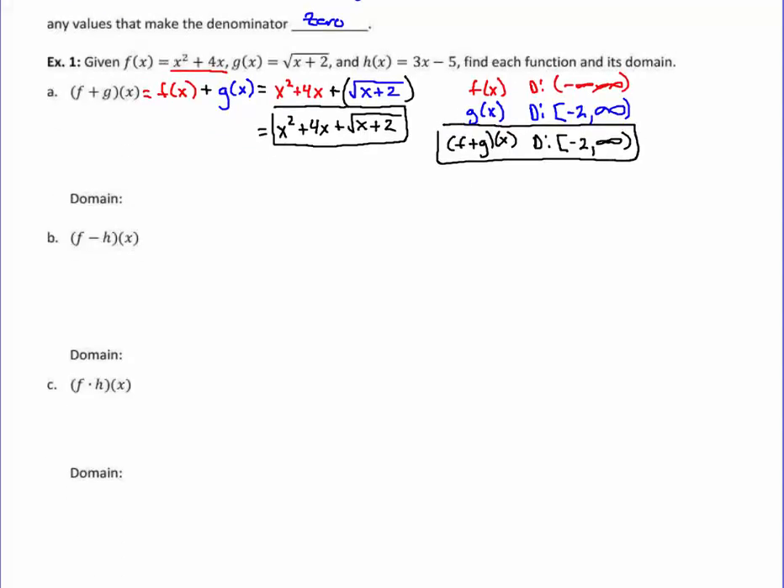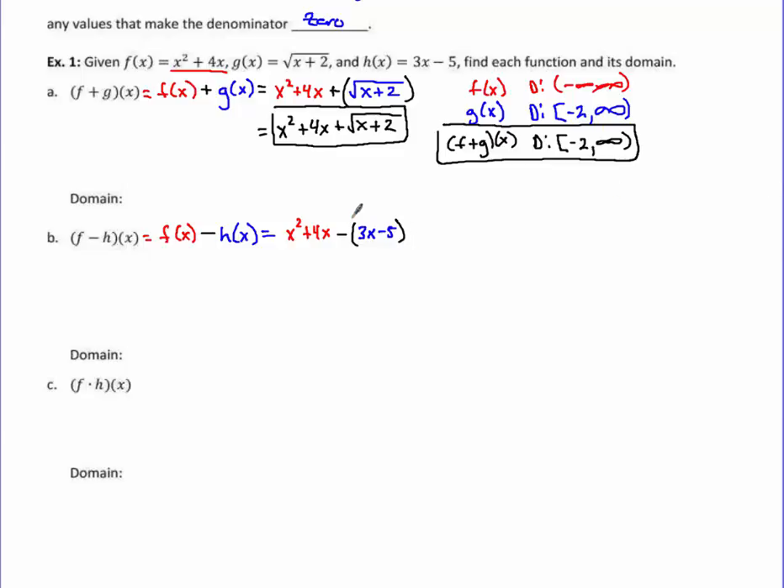All right, so let's do f minus h of x. We'll start with f of x minus h of x, and we'll see what that comes out to be. So f of x again is x squared plus 4x minus, remember, parentheses, h of x, just 3x minus 5, close our parentheses.